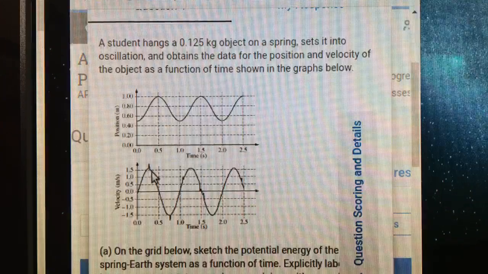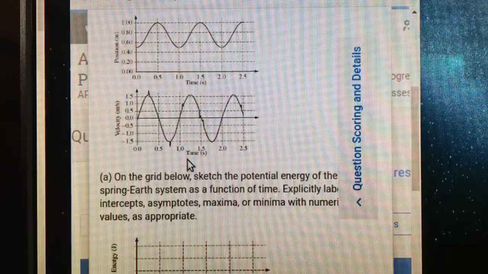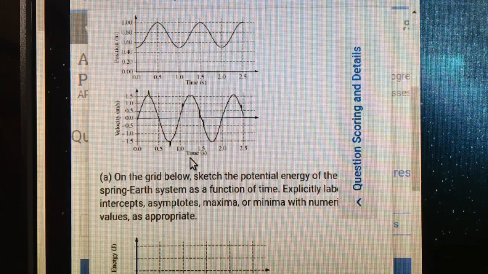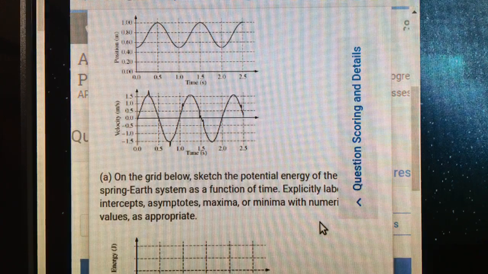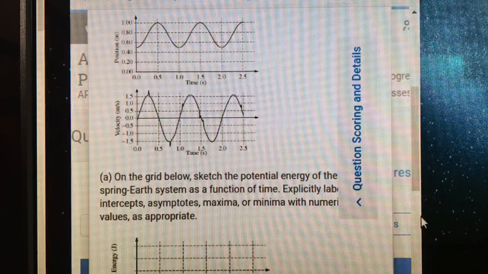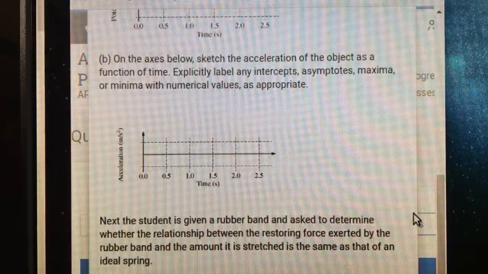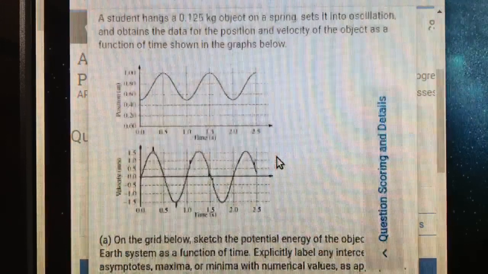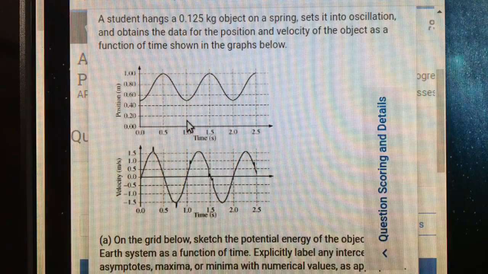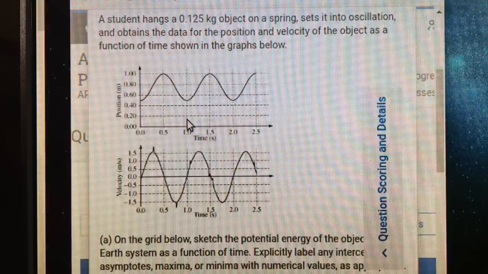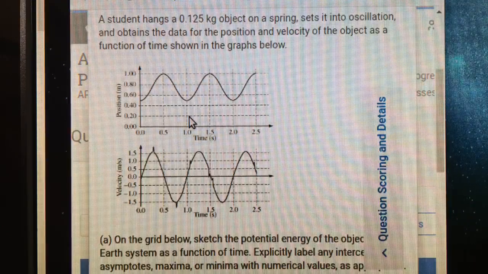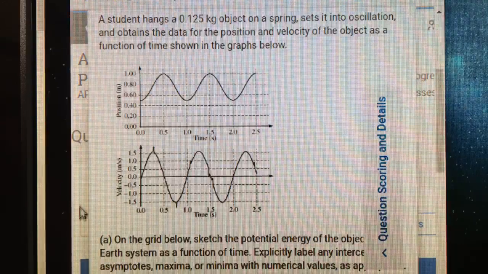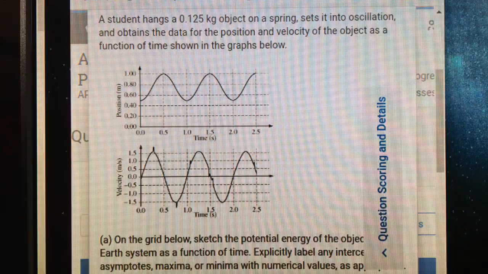And so we're trying to sketch potential energy of the spring Earth system as a function of time, and explicitly label intercepts, asymptotes, maxima and minima with numerical values as appropriate. All right, so we're trying to graph our potential energy. Now, it hangs on a spring, oscillates. It doesn't say what type of potential energy of the object Earth system as a function of time.